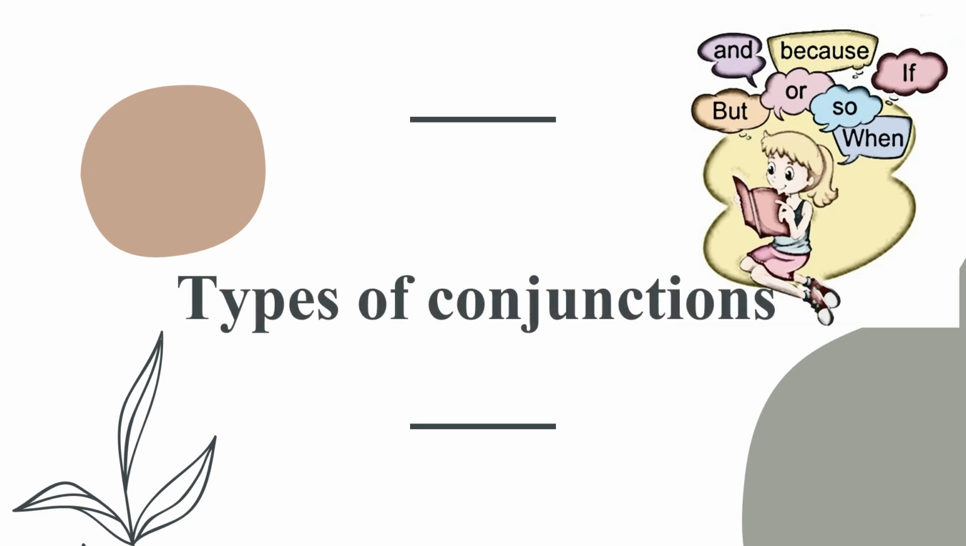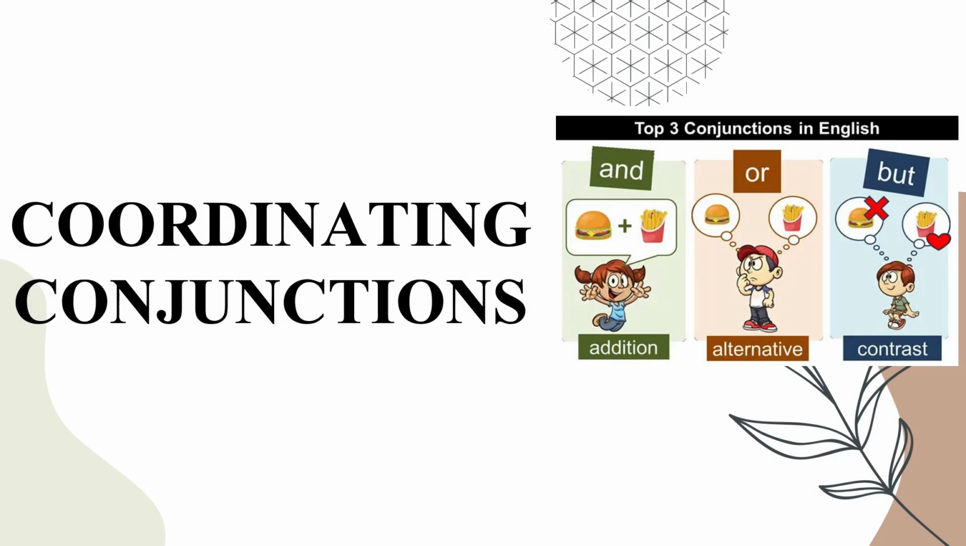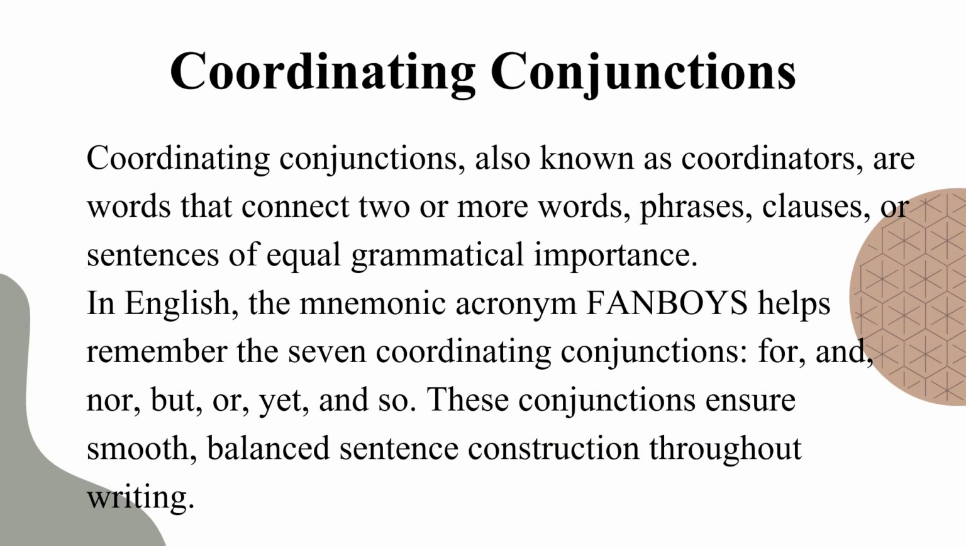Now let's learn about the types of conjunctions. So now let's understand what are the three different types of conjunctions. The three different types of conjunctions in English language are coordinating conjunctions, subordinating conjunctions, and correlative conjunctions. Now let's talk about coordinating conjunctions.